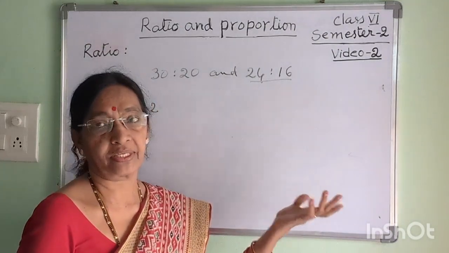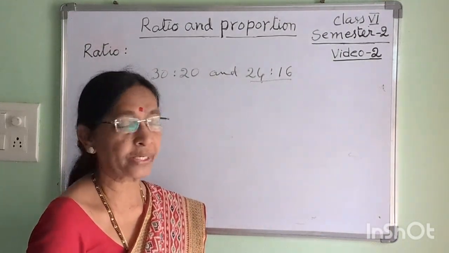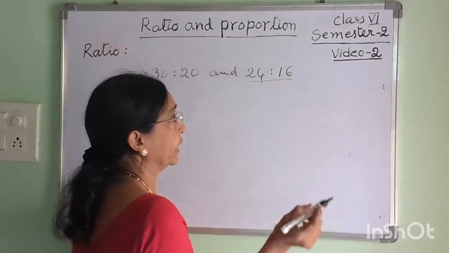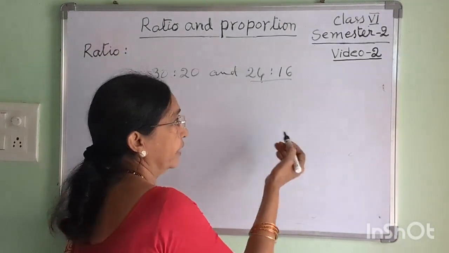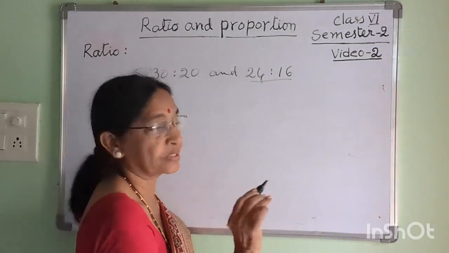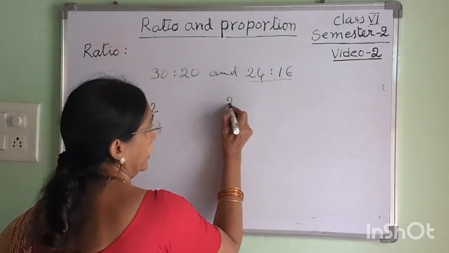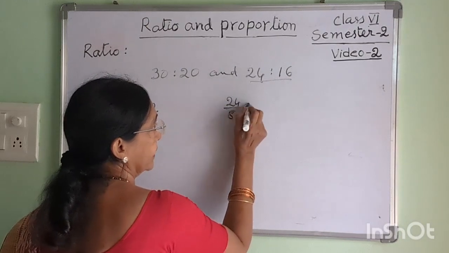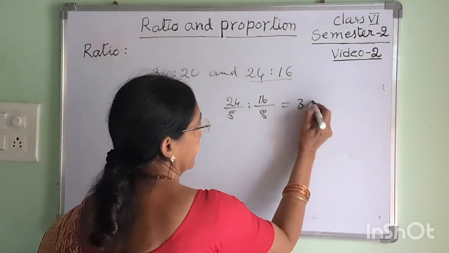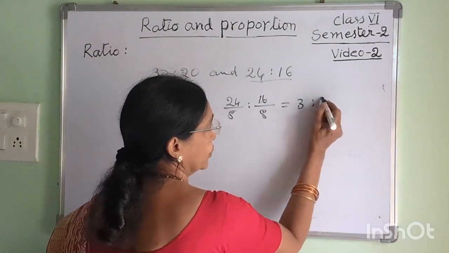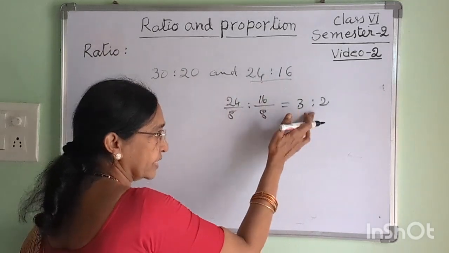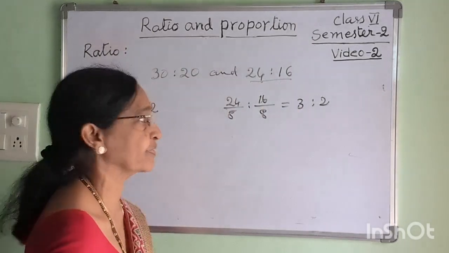Then you check whether they are divisible by 2 or divisible by 3. So here I know that both are divisible by 8, because 8 3s are 24 and 8 2s are 16. Therefore we divide both by 8. 24 by 8 is 3, 16 by 8 is 2. Therefore 24:16 is 3:2 in its simplest form.